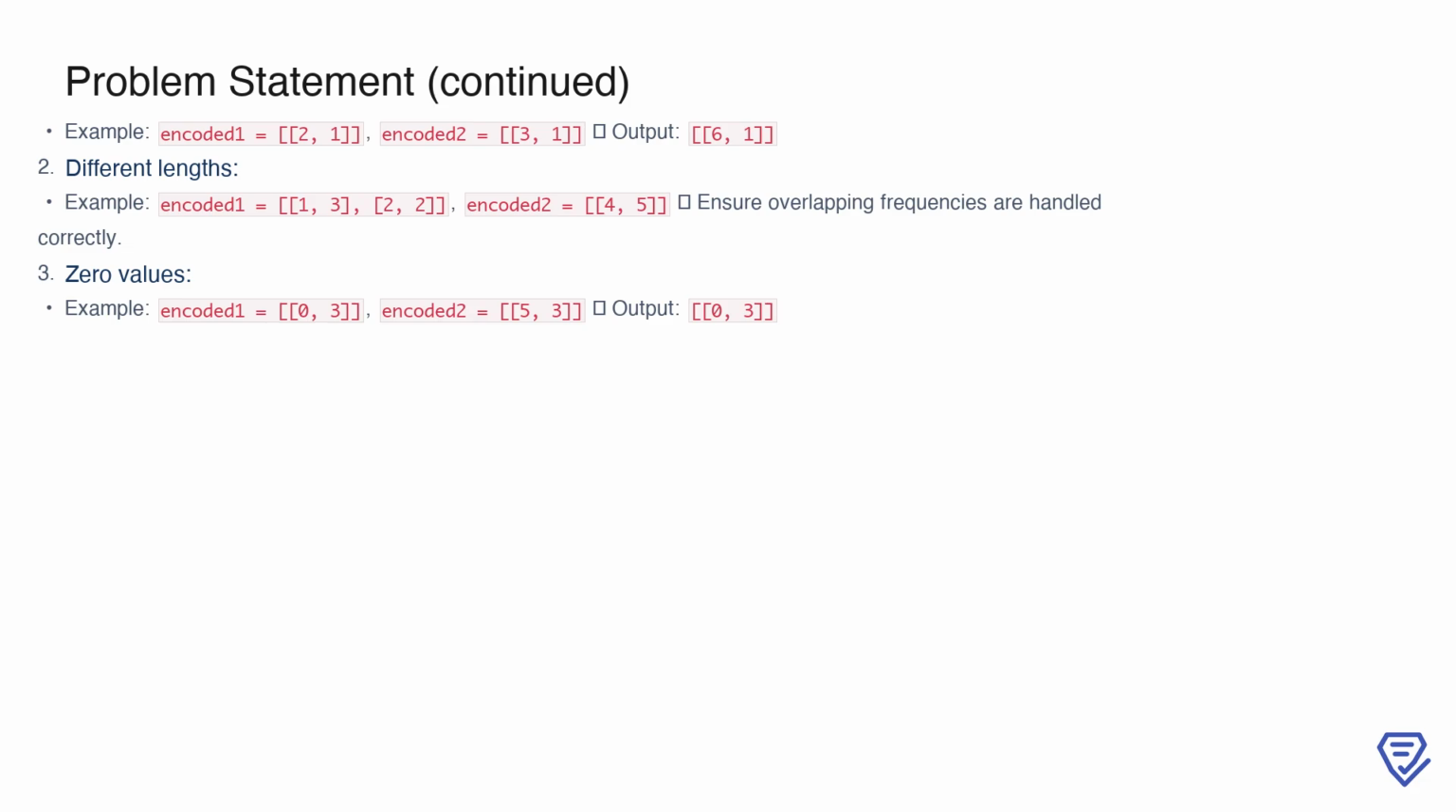Another scenario involves arrays of different lengths, where overlapping frequencies must be handled correctly, such as encoded1 equals [1, 3], [2, 2], and encoded2 equals [4, 5]. In this case, the solution must carefully align the frequencies to compute the correct result. Finally, when one array contains 0 values, the product will also be 0 for those positions, as in the example encoded1 equals [0, 3], and encoded2 equals [5, 3], where the output is [0, 3]. By addressing these cases, the implementation can ensure robustness and accuracy for any valid input.